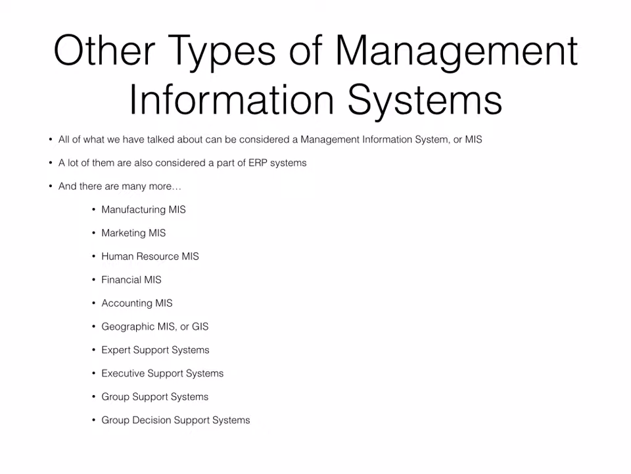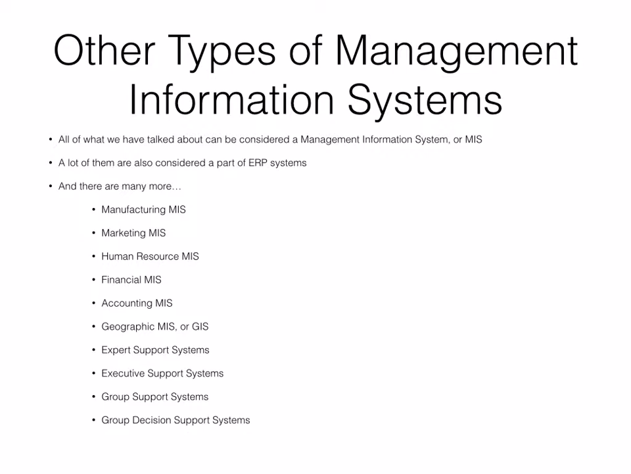Then you have geographic information systems, which link all the data you have to geospatial data. You have expert support systems, which help with really complex or wicked problems. You have group support systems, which are specifically tailored to communities of practice or working within groups. And then you have group decision support systems, which allow people in these communities of practice to do data analysis to help them make decisions. So there's many, many different types, and tons that I haven't even mentioned.